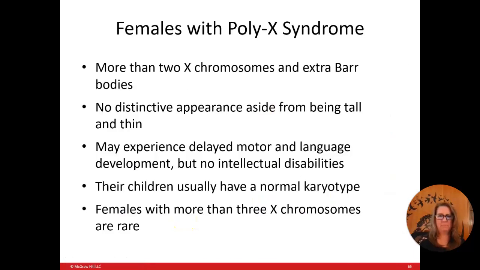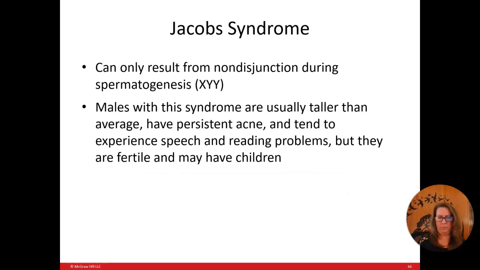Poly-X, I believe I just talked about that. Poly-X females will have children that are normal karyotype. So it's not going to be something that she's passing on. And females with more than 3 chromosomes are very rare. A couple other things here. Jacob's syndrome XYY. These males tend to be taller than average, persistent acne, maybe have some speech and reading delays. They are fertile and can have children.